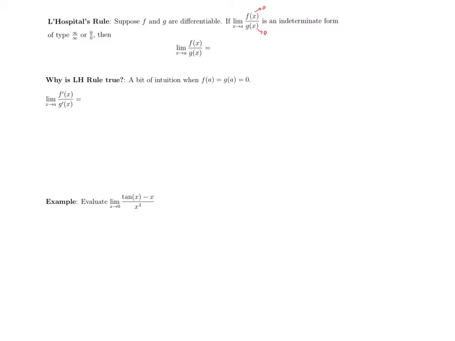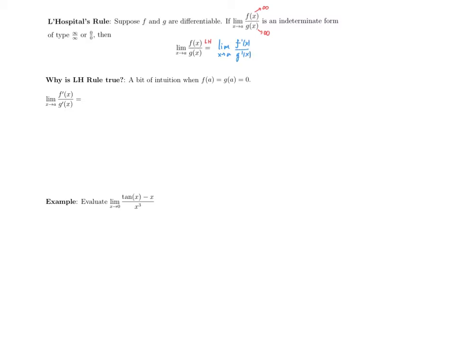If the top is going to plus or minus infinity and the bottom is going to plus or minus infinity, then you would have an indeterminate form of type infinity over infinity. In either of those cases, we can apply L'Hopital's rule to evaluate this limit. And the limit becomes the limit as x approaches a of f prime x over g prime x.